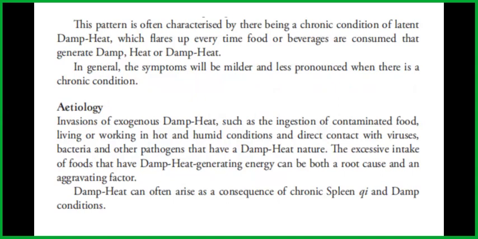The etiology is invasions of exogenous damp heat, such as the ingestion of contaminated food, living or working in hot and humid conditions, and direct contact with viruses, bacteria, and other pathogens that have a damp heat nature. The excessive intake of foods that have damp heat generating energy can be both a root cause and an aggravating factor. Damp heat can often arise as a consequence of chronic spleen qi and damp conditions.